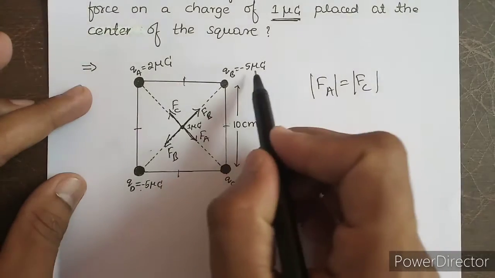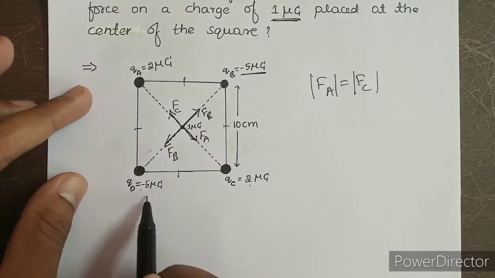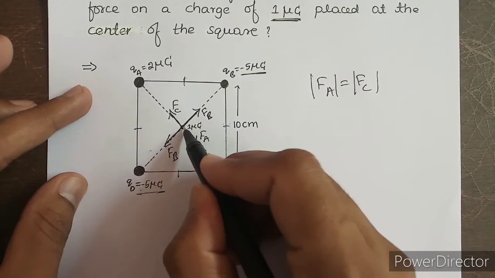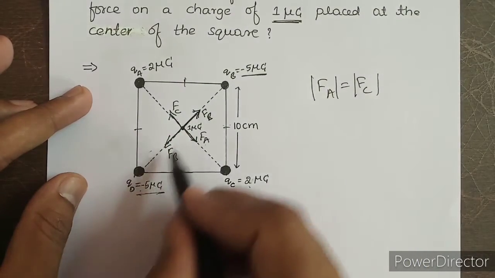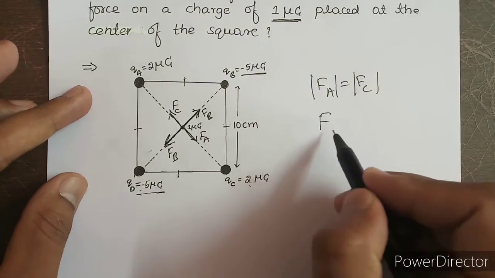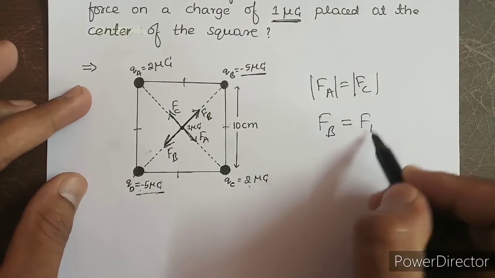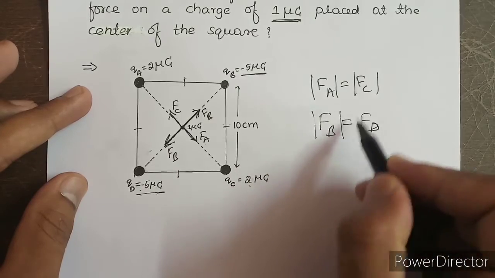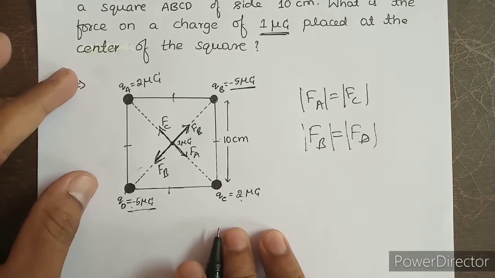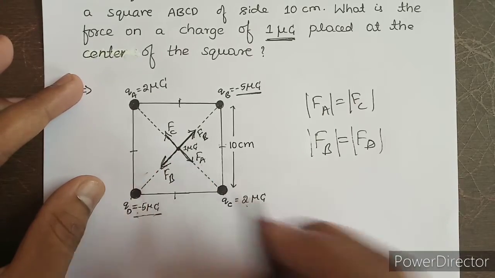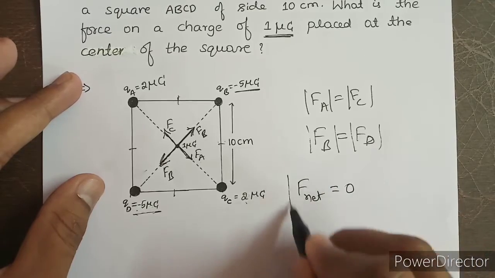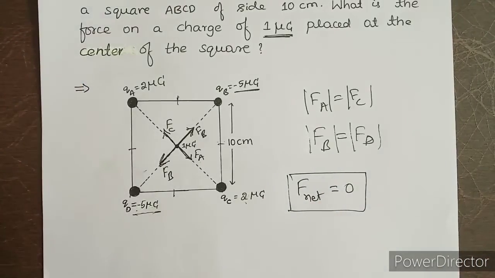Then in the same manner, this one is minus 5 microcoulomb and this one is also minus 5 microcoulomb. This will be pulling this charge in this particular direction and this will be pulling this charge in this particular direction. So there also FB is equal to FD. Magnitudes are same but opposite direction. Those two will cancel out. So the net force acting on this charge is 0. Net force acting on the charge is 0. That's it. Thank you.